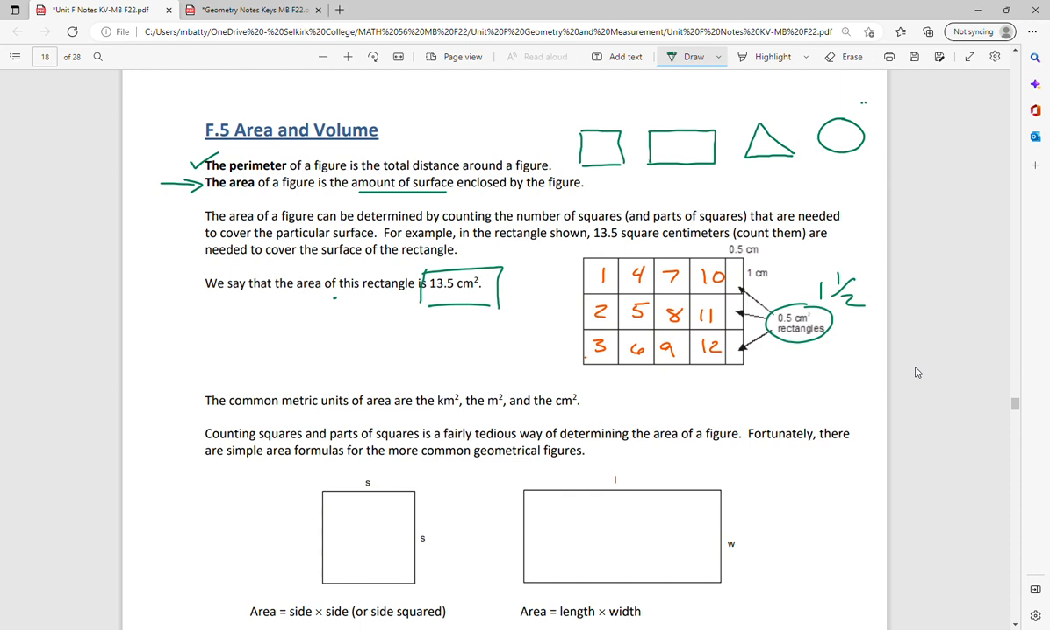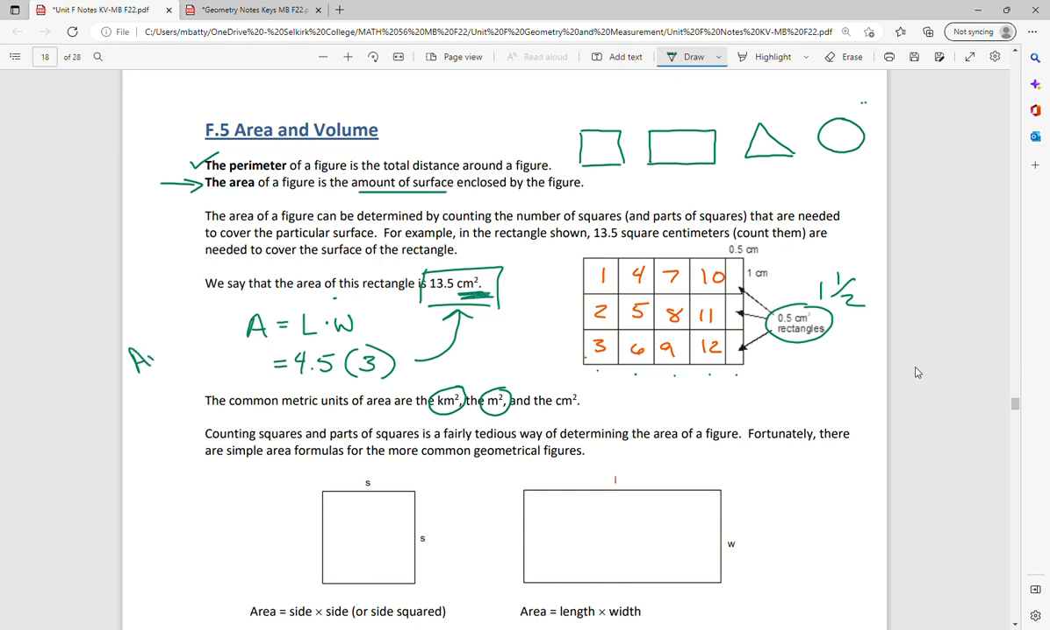We could also calculate this. The area would equal the length times the width. You've probably done this before. So the length here would be 1, 2, 3, 4.5. And the width would be times 3. So 4.5 times 3, you can do that on your calculator, is 13.5. It always comes out in squared units, so this would be measured in centimeters squared.